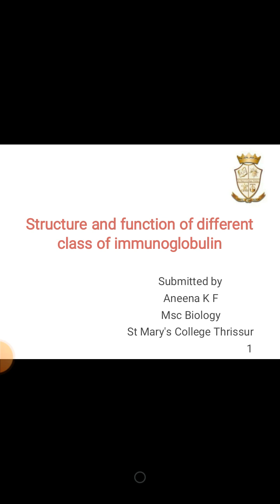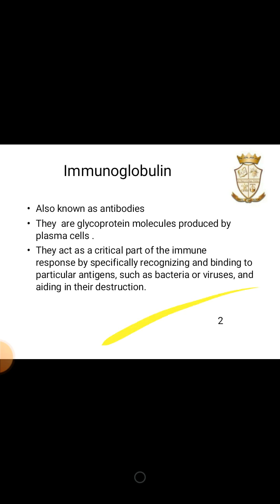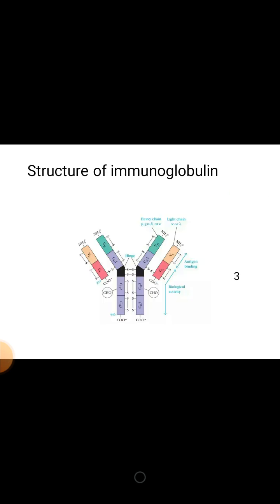Today's topic: structure and function of different classes of immunoglobulin. Immunoglobulins are also known as antibodies. They are glycoprotein molecules produced by plasma cells. They act as a critical part of the immune response by specifically recognizing and binding to particular antigens, such as bacteria or virus, and aiding in their destruction. This is the structure of immunoglobulin.